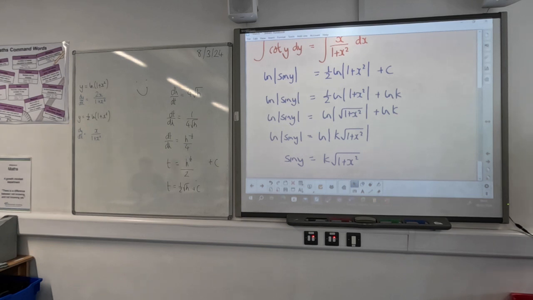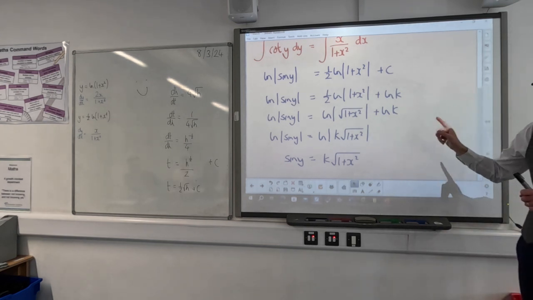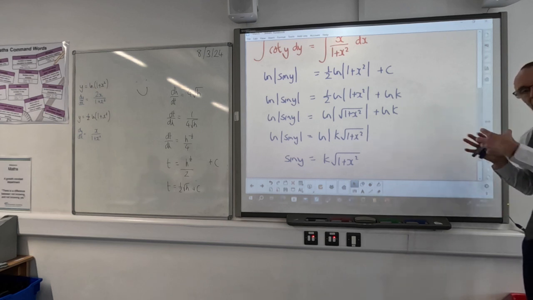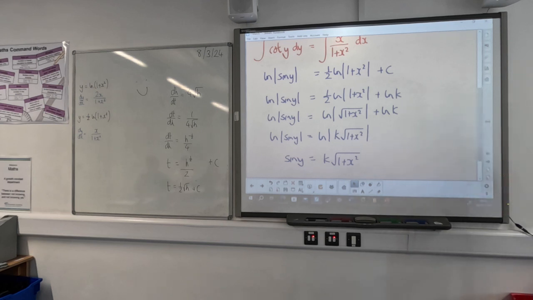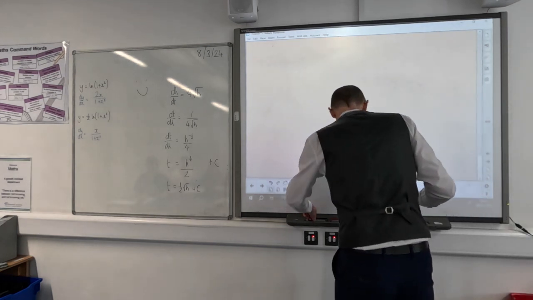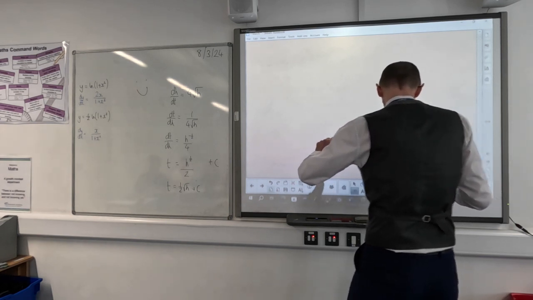But it's certainly worth remembering that we've got this option of replacing your c with ln k, which means if everything else is in terms of logs, you can roll it all together. Okay, can I get you to try a similar example? So this one.